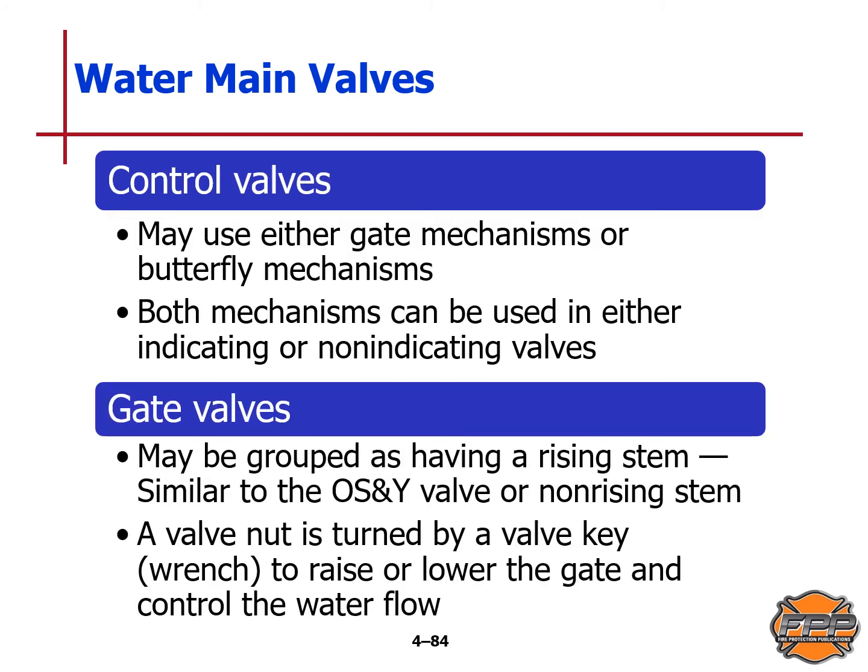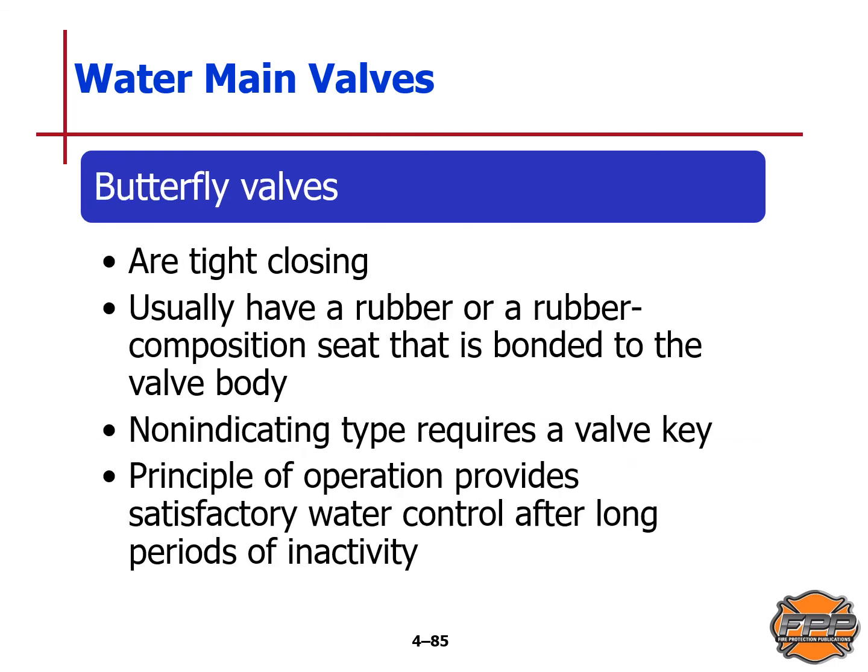Control valves may use either gate mechanisms or butterfly mechanisms. Both mechanisms can be used in either indicating or non-indicating valves. Gate valves may be grouped as having a rising stem, similar to the OS&Y valve, or a non-rising stem, where a valve nut is turned by a valve key or wrench to raise or lower the gate and control the water flow.